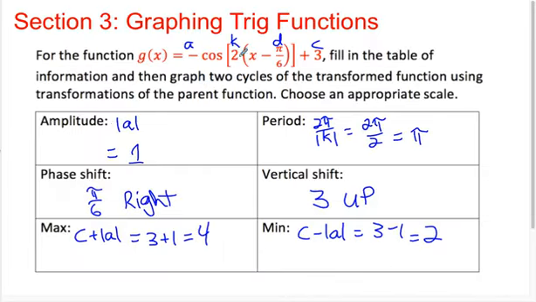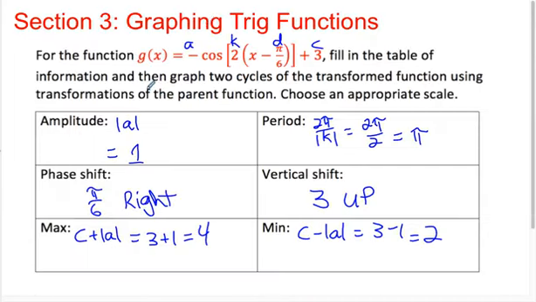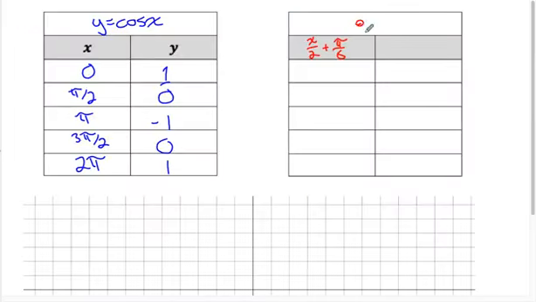So what's happening to x? It's being horizontally compressed by a half and right pi over 6. We have to do x over 2 plus pi over 6. So I'm going to do these transformations to these points. And what did I call this function? G of x. So this is the table for g of x.